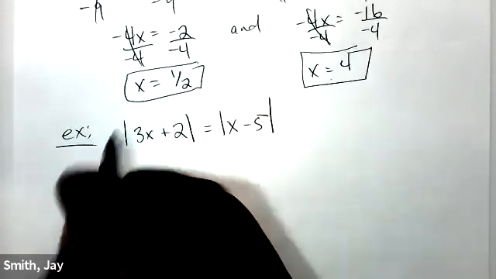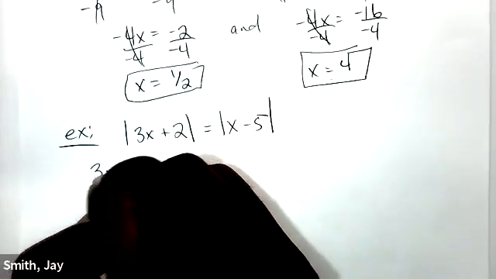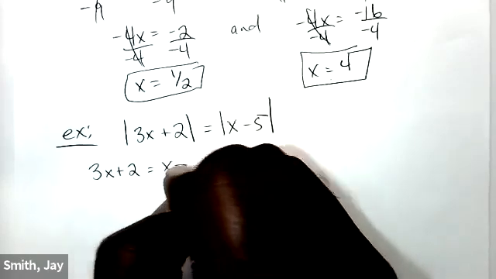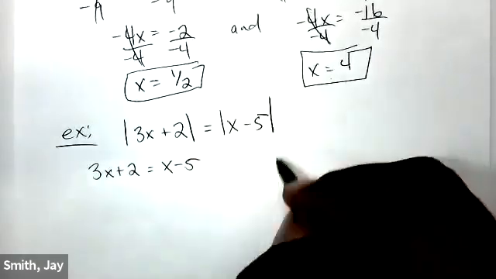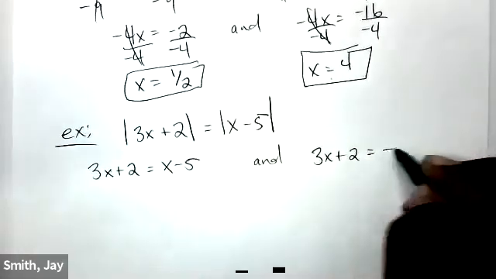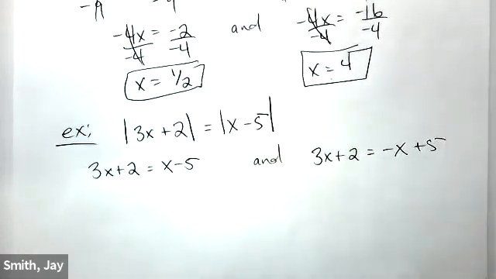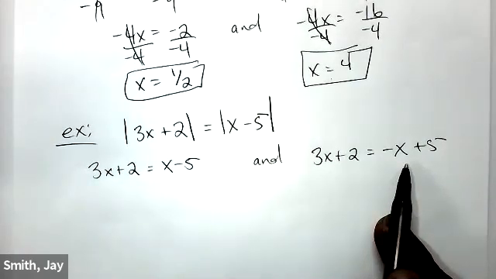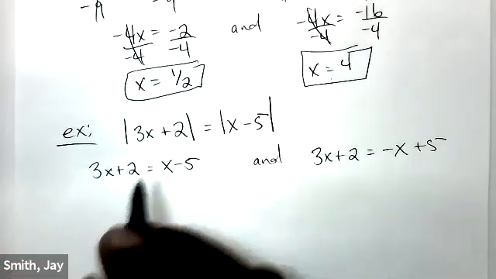So to drop off the absolute values, first we're going to write the equation 3x plus 2 is equal to x minus 5, accounting for the positive. And 3x plus 2 is equal to negative x plus 5, accounting for its exact opposite. After that, we're just solving here.